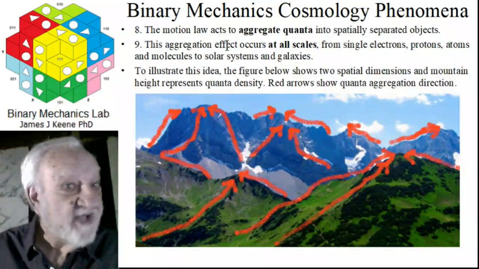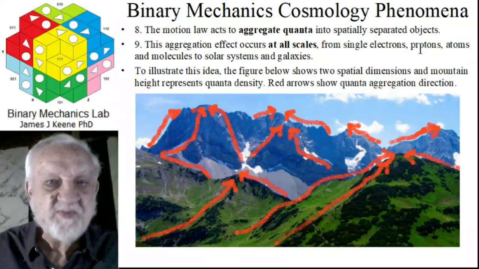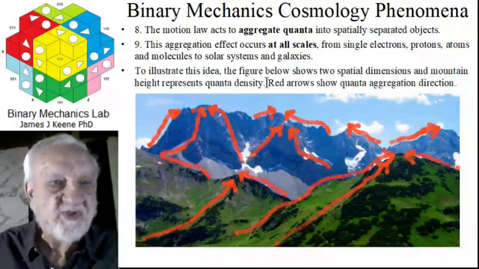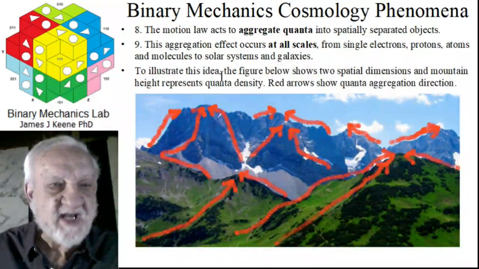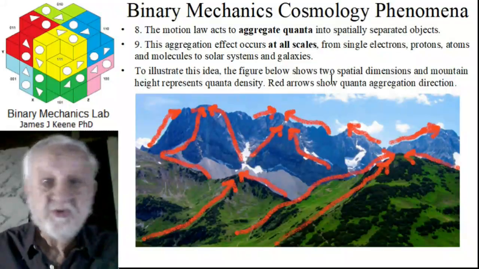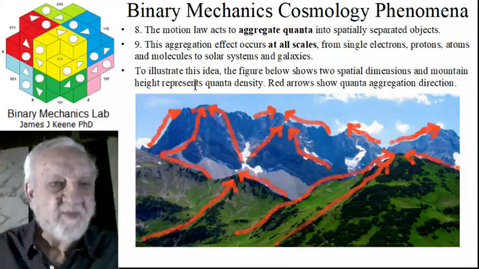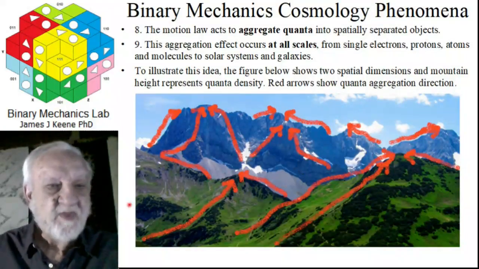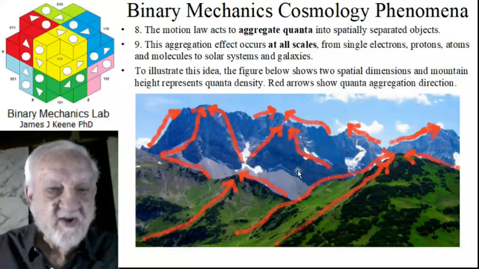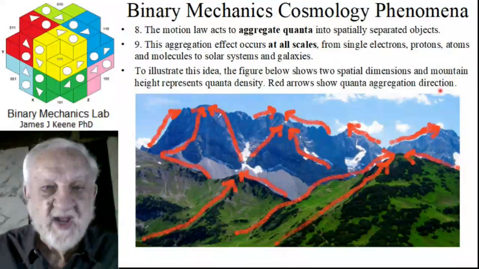This aggregation effect occurs at all scales, from single electrons, protons, atoms, and molecules to solar systems and galaxies. To illustrate this idea, the figure below shows 2 spatial dimensions, and mountain height represents quanta density. Our 2 spatial dimensions are left, right, and near, far. The red arrows show quanta aggregation direction.